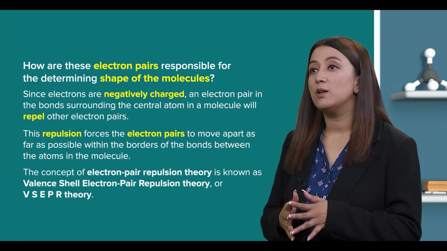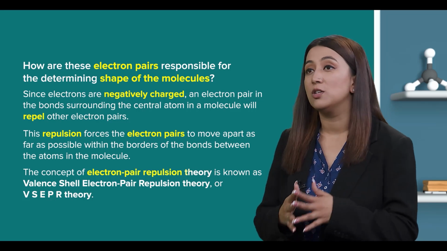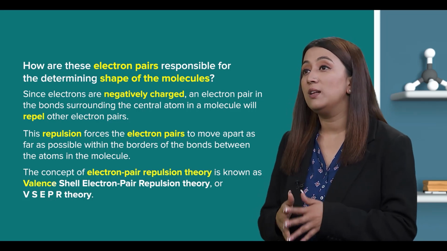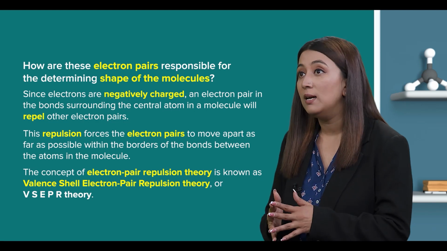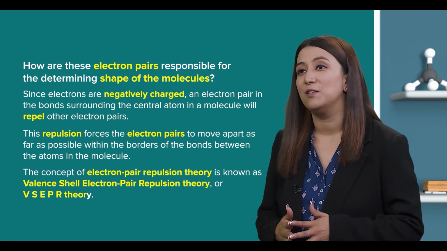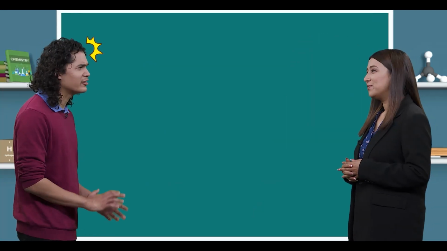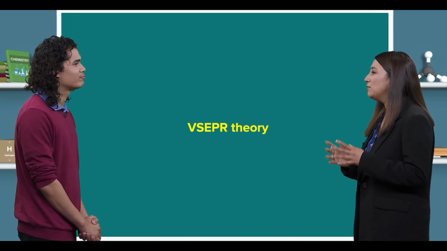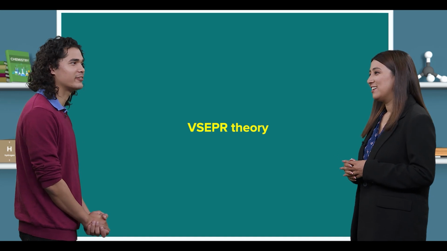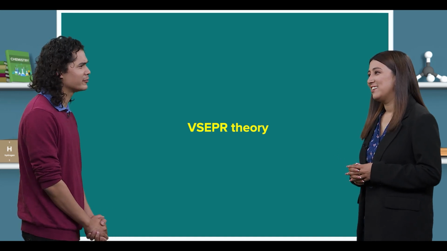Moreover, this concept of electron pair repulsion theory is known as valence shell electron pair repulsion theory, or simply the VSEPR theory. Oh my god, that's quite the mouthful. Yup, that's why we simplify it and pronounce it as the VSEPR theory for ease of use. VSEPR theory. That sounds much better.